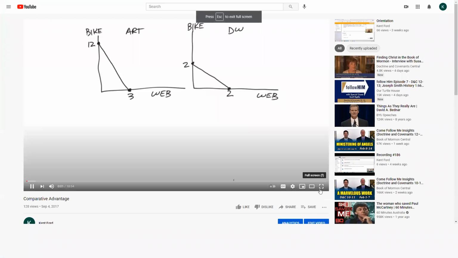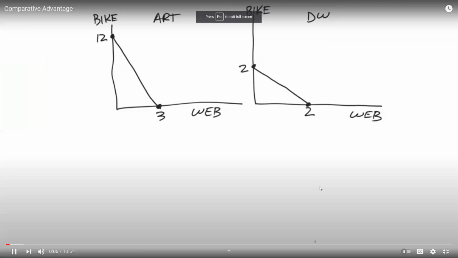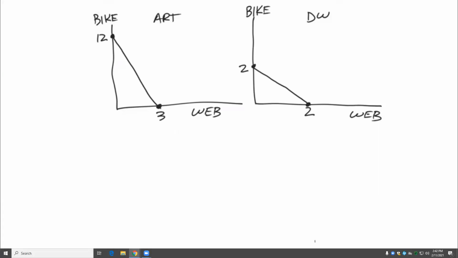Now we're going to talk about comparative advantage. In the last video, we established that Arthur had the absolute advantage in bike repair. He can produce 12 in an hour, whereas DW produces 2 in an hour. And he also has the absolute advantage in web page production, producing 3, where DW produces 2. But even though Arthur's better at producing both goods, it's not the absolute advantage that determines trade, it's the comparative advantage. So what we've got to figure out is who has the comparative advantage.